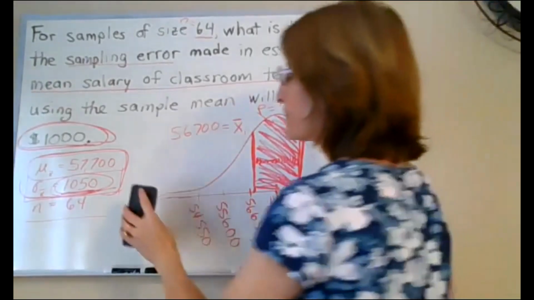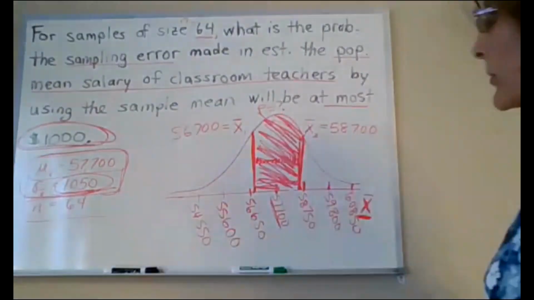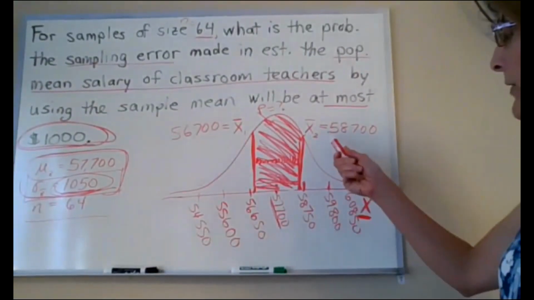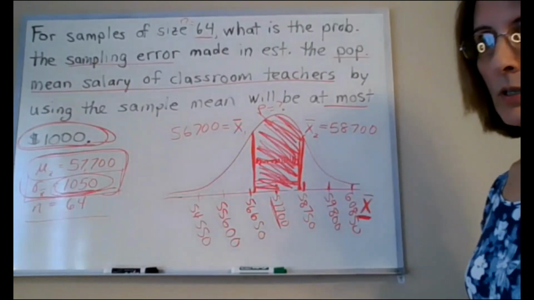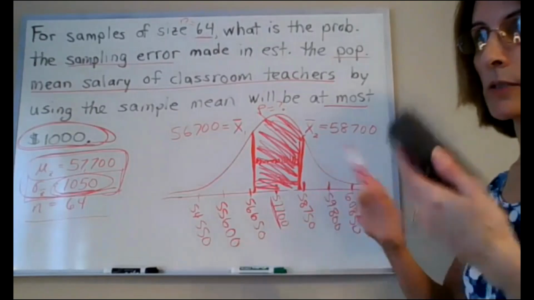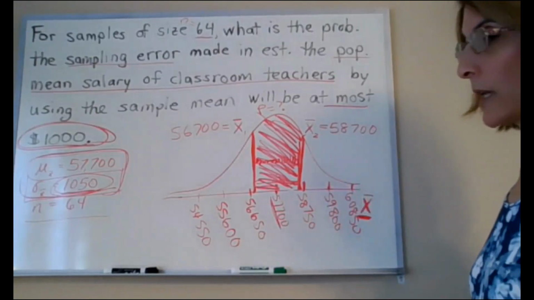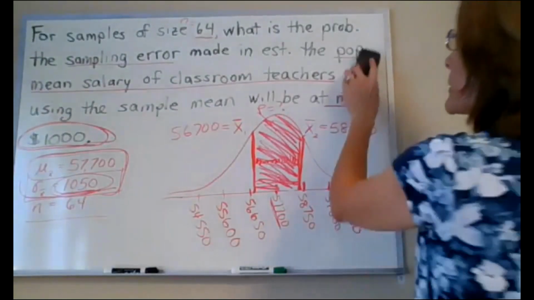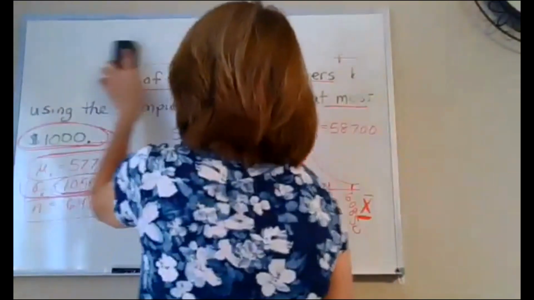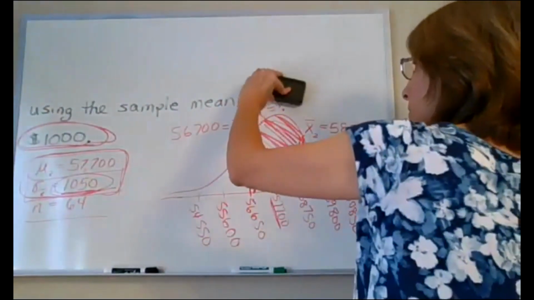So moving from here, now we have to find this probability. How do we do that? Well, we're going to have to convert these two X bar values to Z values, find the probability of each one of those, and then subtract those probabilities to get the probability that we need. So I'm going to erase this part at the top here so that I can leave my picture and we can do those calculations.